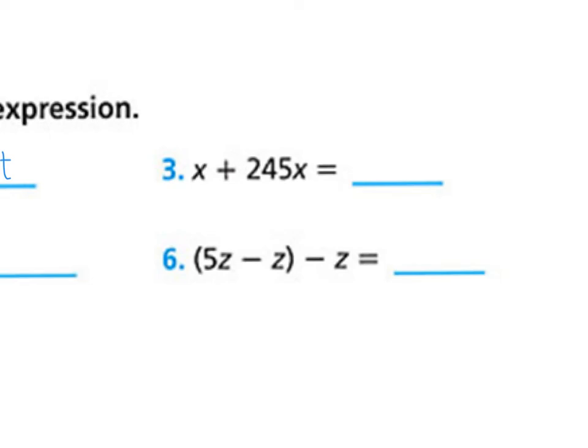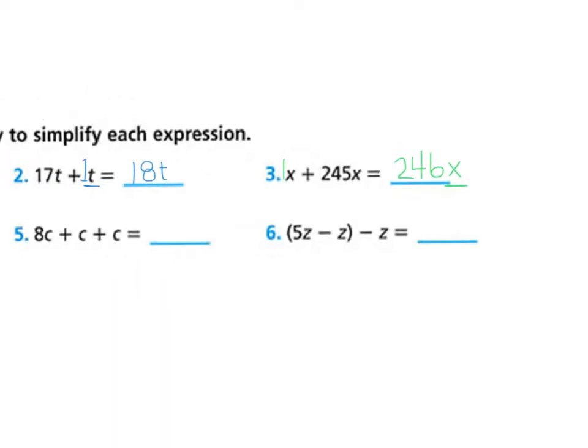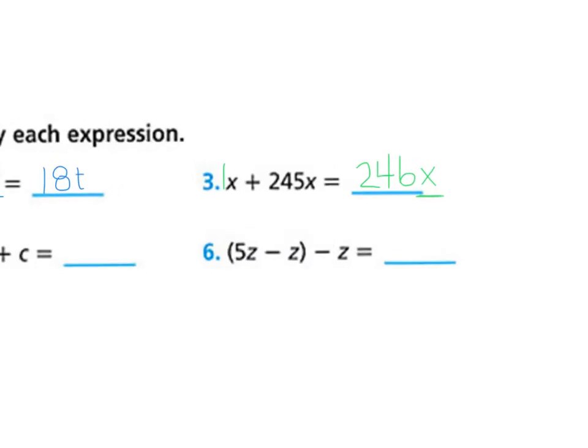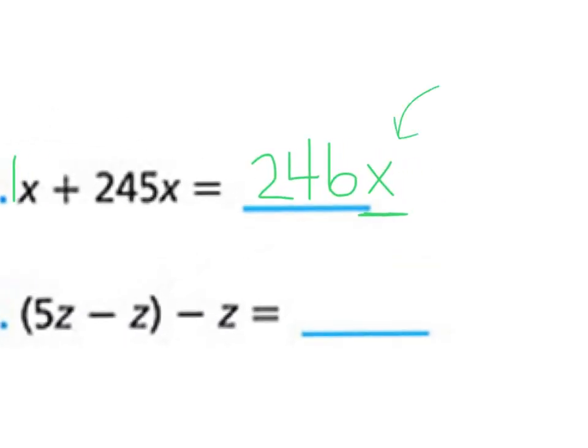x plus 245x. Our trick is that this x is really 1x. So 1x plus 245x is 246x. Do I need my x here or any of my other letters for that matter? Yes, I do. Because later on, I'm going to be telling you what x means. Maybe x equals 12. And we'll talk about that. But it's important to keep your letters there.